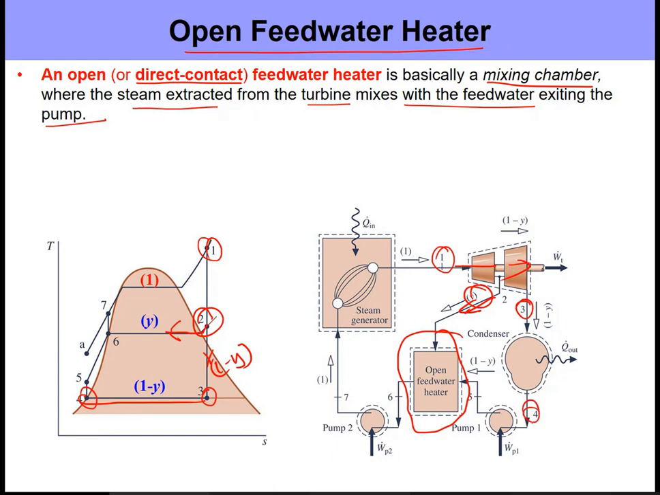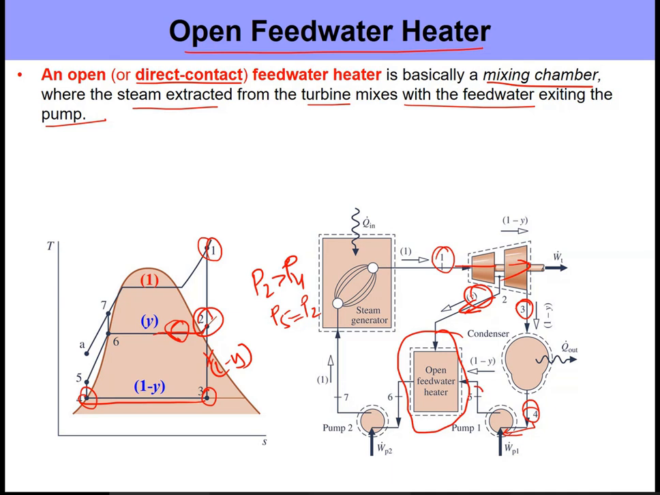And at state 4, we need to pump it up because an open feed water heater is a direct contact heat exchanger, or a mixing chamber. The two fluids are mixing, so they need to be exactly at the same pressure. And since we extracted the steam from the turbine, this is actually at a higher pressure. So you can see that the pressure at 2 is higher than the pressure at 4. So we use a pump and increase the pressure so that P5 is equal to P2. We bring it to the same pressure as the feed water heater.